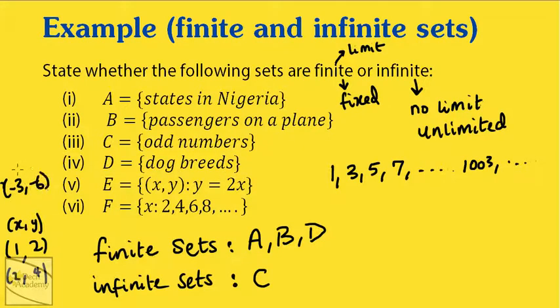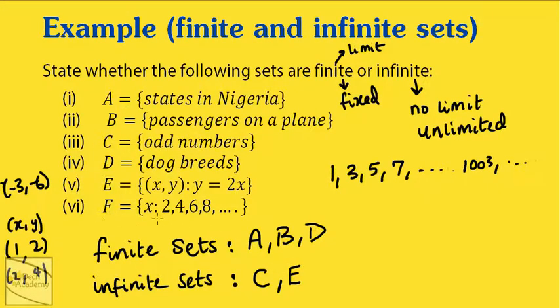So x can be any value. So there's an infinite number of values x can take. Therefore, there's an infinite number of values y can take, because y is just going to be 2 times whatever x is. So if there's an infinite number of x values, there's also going to be an infinite number of 2 times x, which is y. So set E is also infinite. It's an infinite set.